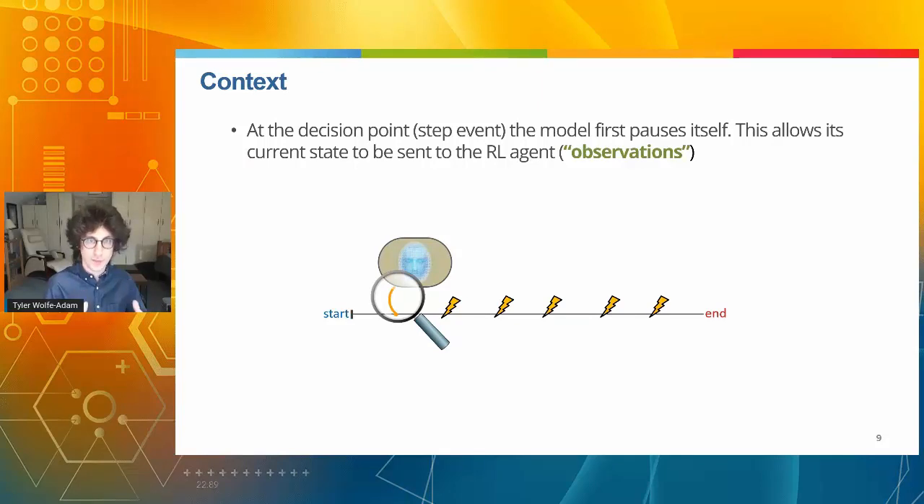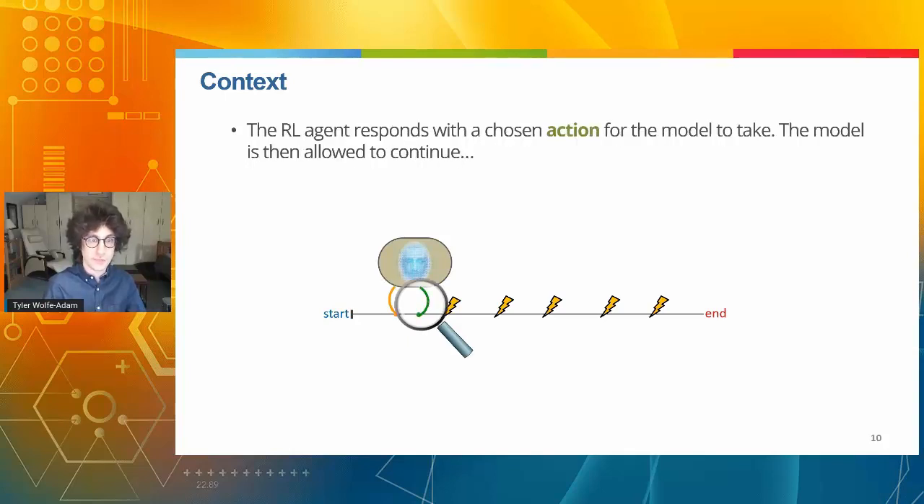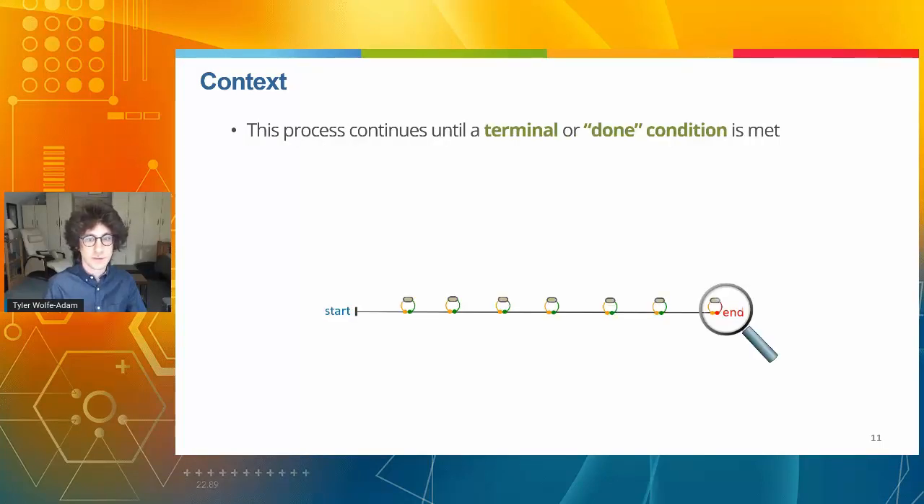And when that happens, the model will pause itself. In these moments, it allows an observation to be sent to the RL agent. And this observation consists of values which are relevant to the actions that you're delegating to that RL agent. And after the action is taken, the model is allowed to continue throughout its normal logic. And this goes on until either the next step or the next iteration, and then it continues until it hits some terminal or done condition. And these are usually time or date based, or it could be condition based.